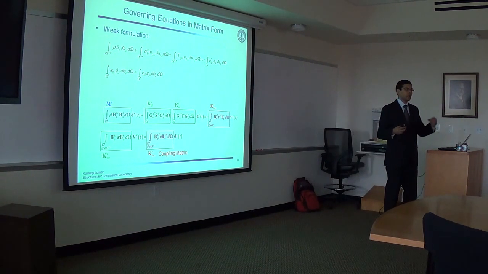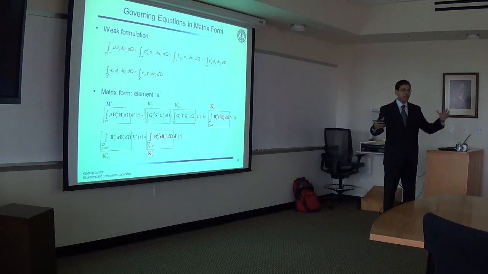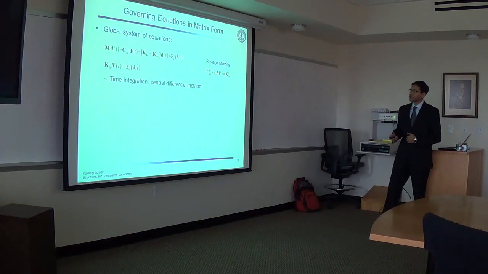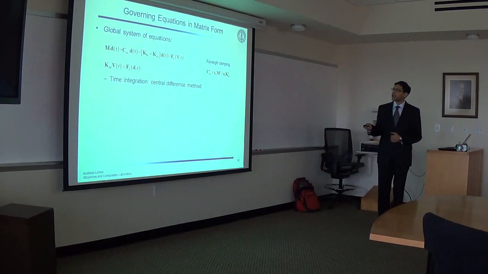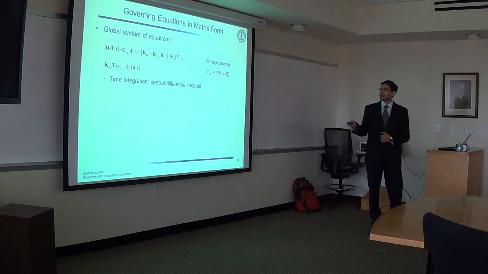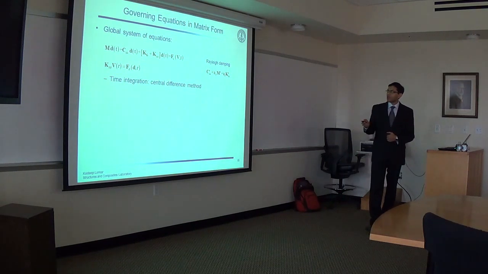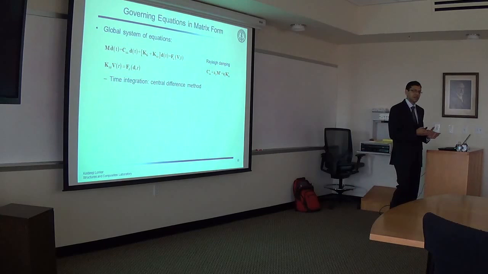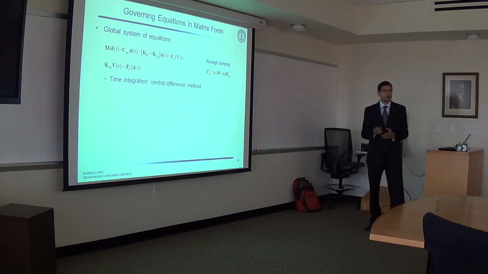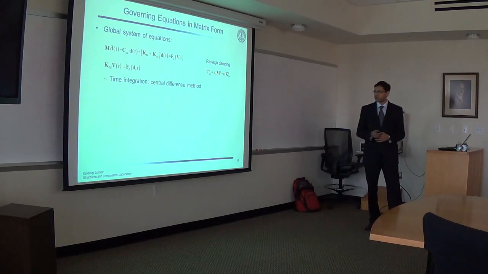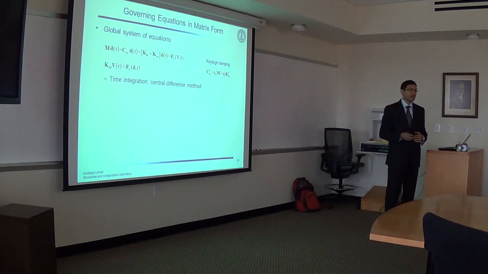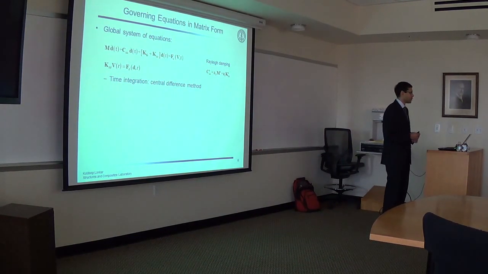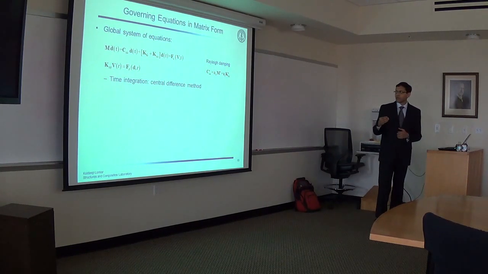So what we do is we take all these element matrices from all elements and assemble them to get the global system of equations as shown here. We also introduce a damping term, this damping matrix times velocity vector. In this case, we use Rayleigh damping model. So the damping matrix is proportional to the mass matrix and the stiffness matrix. Now these equations are semi-discretized. They are discretized in the spatial domain. So we solve them in time using central difference method.